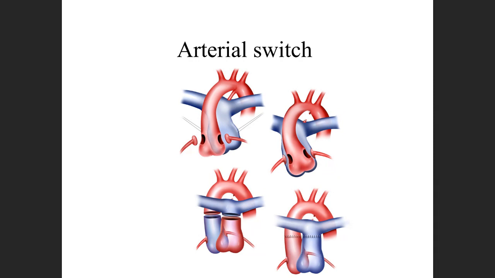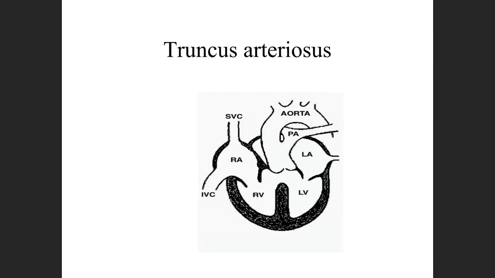Okay, let's continue. Now we're going to look at other conditions, other types of cyanotic congenital heart disease. And we're going to look mainly at the diagrams.